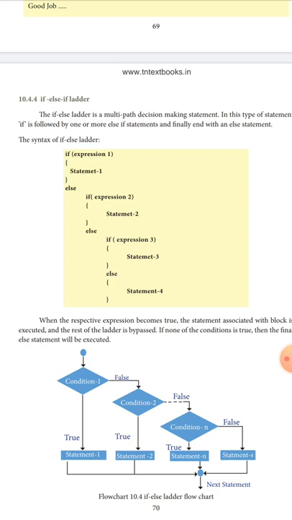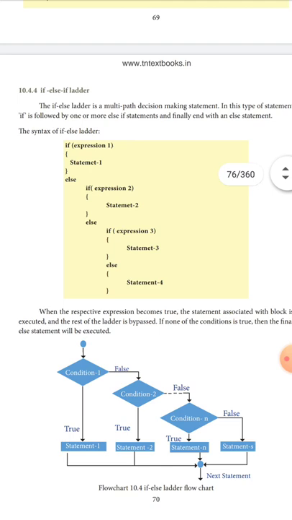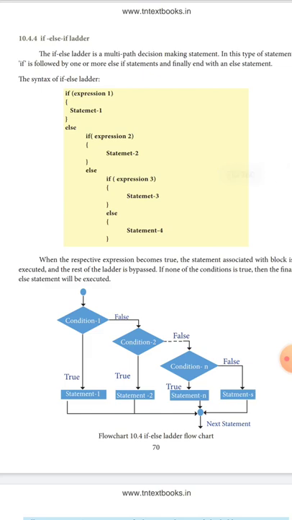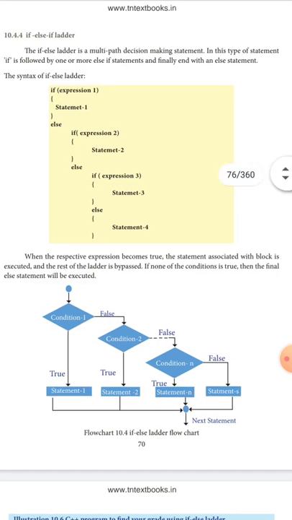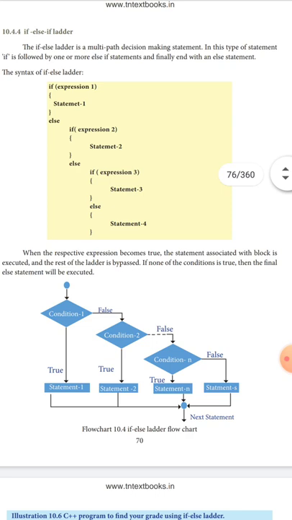What is the syntax of the if-else ladder? First the if expression checks the condition, and then it executes the statement. If the condition is false, it checks another condition, and if that expression is also false, it checks the next condition. When a condition is true, that statement will be executed in the program. When the respective expression becomes true, the statement associated with the block is executed, and the rest of the ladder is bypassed. If none of these conditions is true, then the final else statement will be executed.